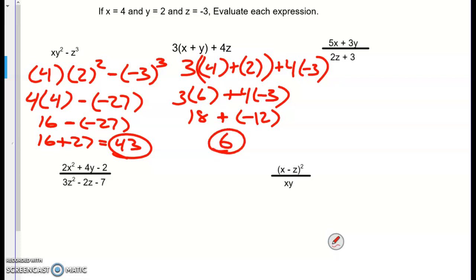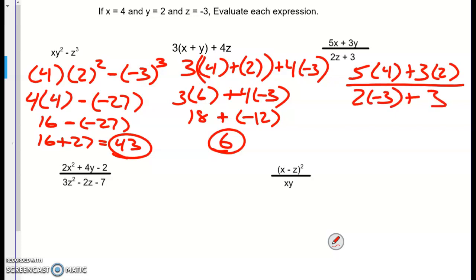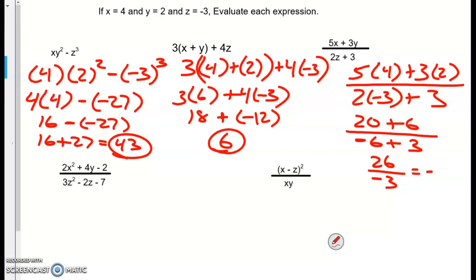Our next one here, I'm just plugging in. My x is 4, plus my y is 2, all over 2 times the negative 3 plus 3. I'm going to do the multiplication on top and the bottom. 20 plus 6 over negative 6 plus 3 becomes 26 over a negative 3. And once again, I don't like leaving a negative in the denominator. I want to write that answer as negative 26 thirds. And that's my answer.